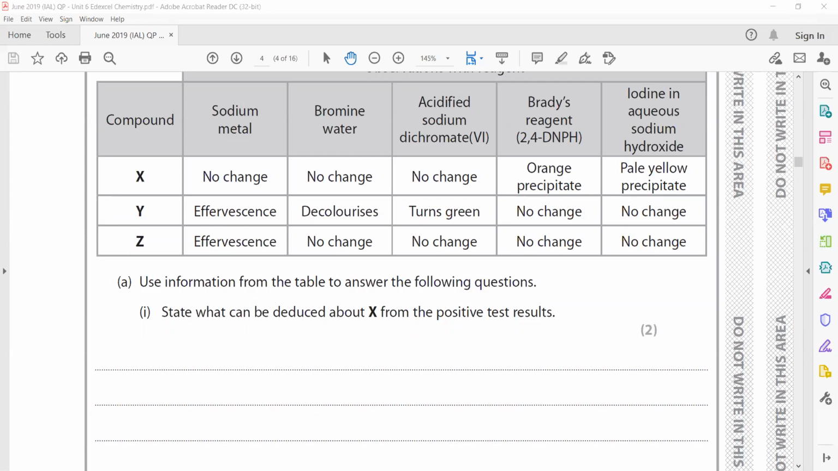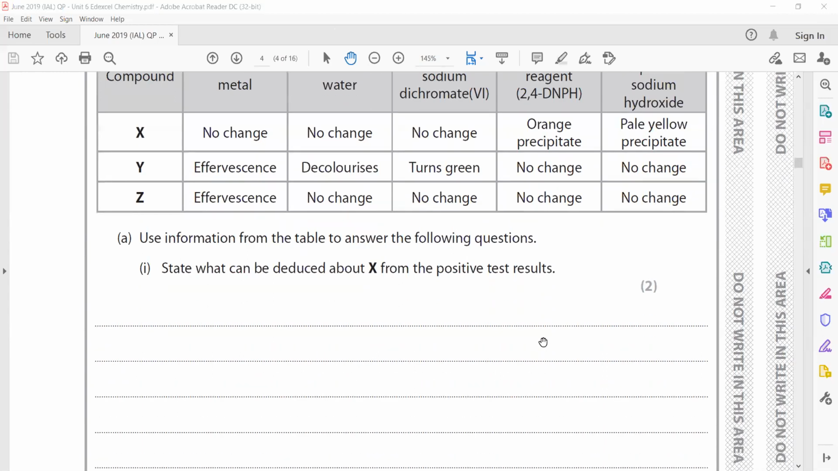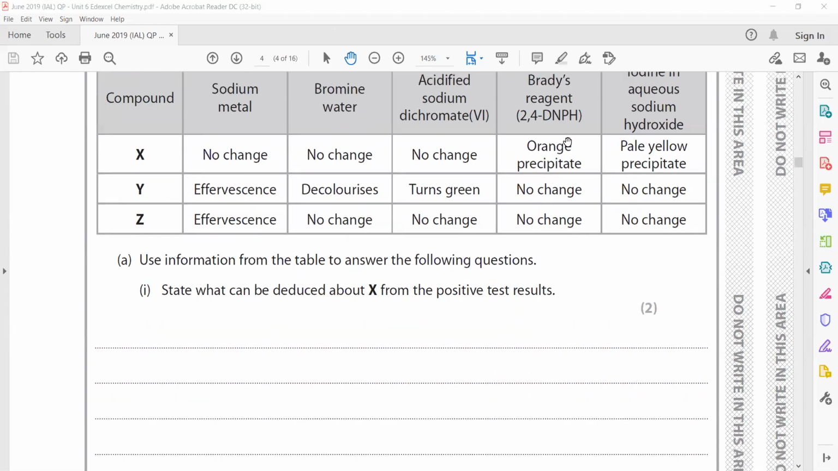Because the carbonyl 2,4-dinitrophenyl hydrazine is giving a positive result, it shows that the carbonyl group is present, and we have to draw the structure for this. And the last test, the pale yellow precipitate, gives an idea that next to the carbonyl there is an alkyl group, and we have to just draw the structure. State what can be deduced about X from the positive test result.